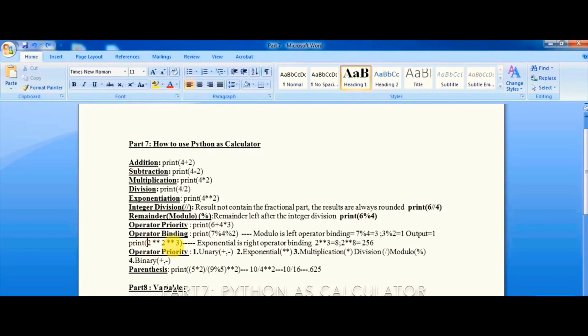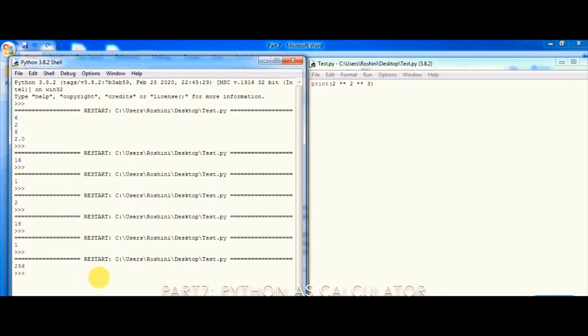Similarly, exponential is right operator binding. That means the code calculates from right to left. Check this code. First 2 exponential 3 gives 8. Then 2 exponential 8 gives output as 256. Run this code in the Python shell and check the outputs.